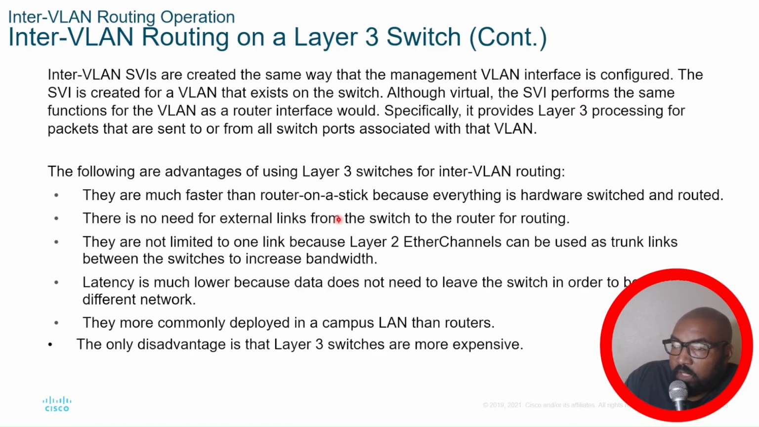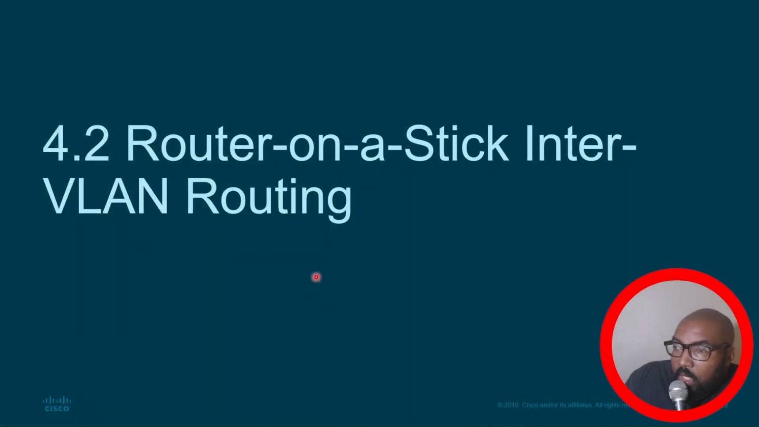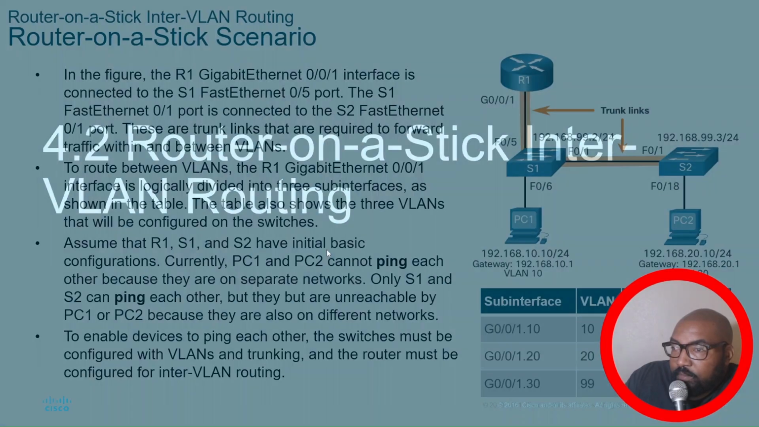There's no need for external links from the switch to the router for routing. They're not limited to one link because layer 2 EtherChannels, we'll be talking about that later, can be used to trunk links between switches to increase the bandwidth. So we want to make things go a lot faster. The only disadvantage is that layer 3 switches are more expensive, so they cost a lot of money. More than likely, you won't see any layer 3 switches in my house. Not happening.